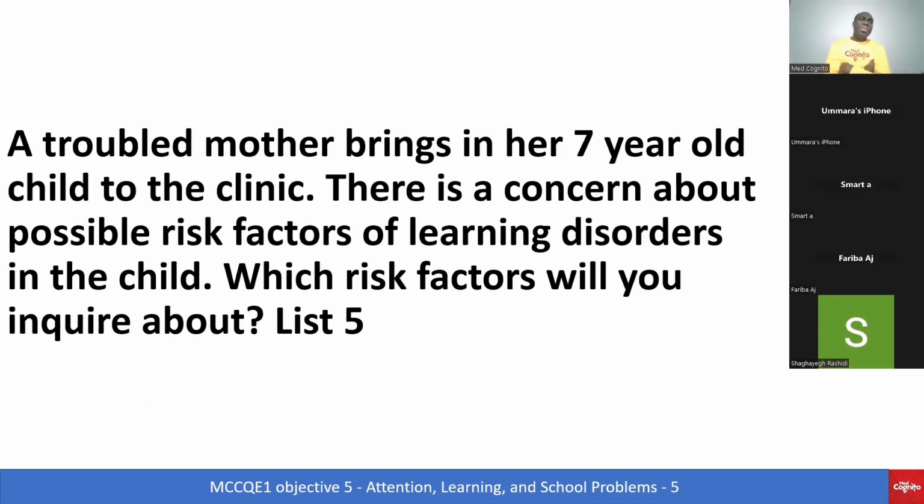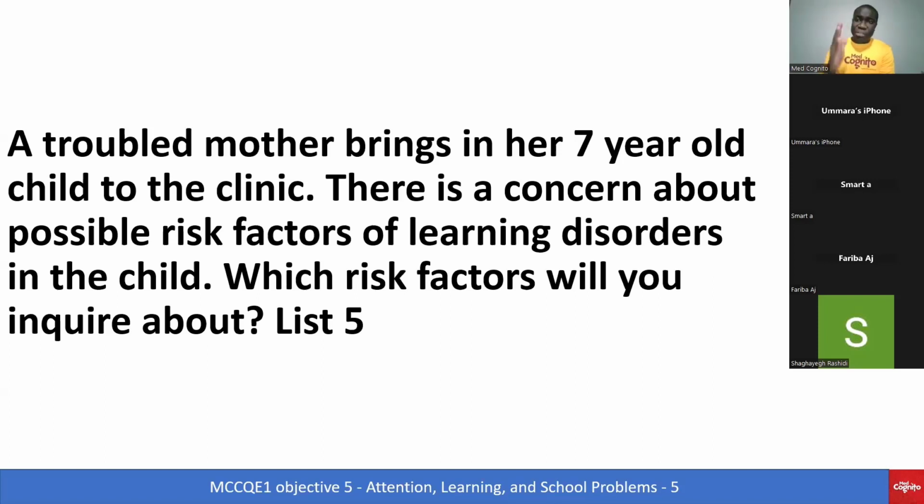Now, I want someone to take this case for us, read this case out loud for us, and then let's see how we're going to handle it. Remember, we are still on MCC Objective 5. So will anyone volunteer to read the case for us? Okay. You have a troubled mother who brings her 7-year-old child to the clinic. There is a concern about possible risk factors of learning disorders in the child. What risk factors will you inquire about? List 5. Beautiful. Thank you very much.